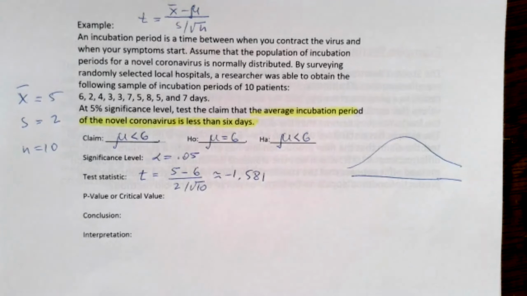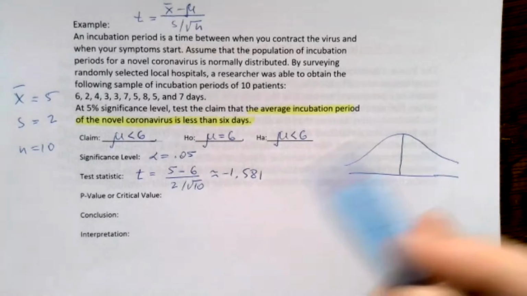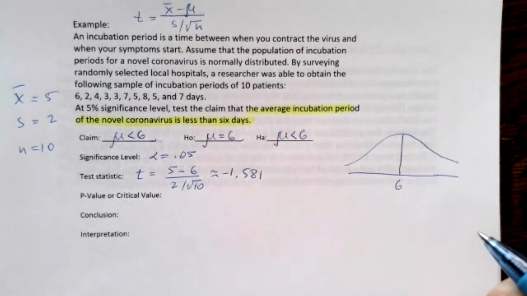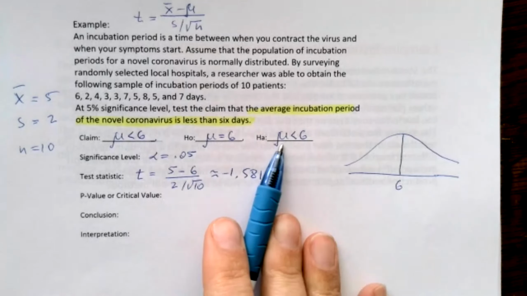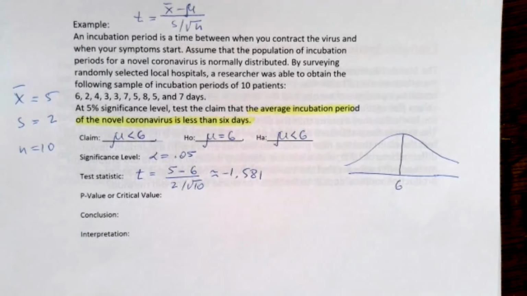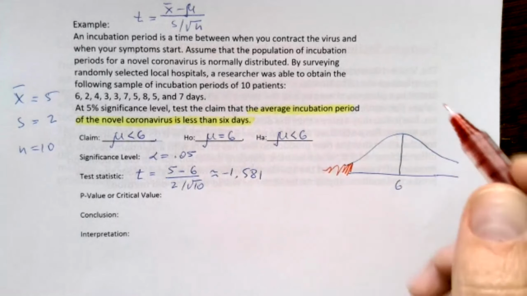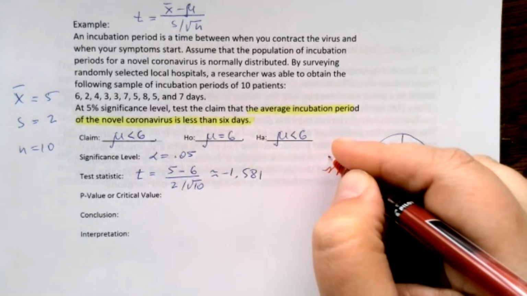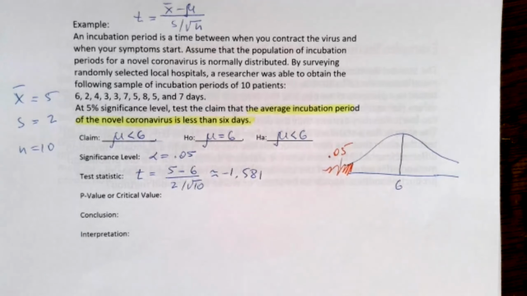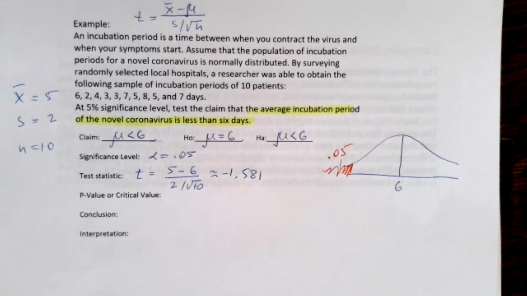Before we get there, though, I want to draw a picture that represents our situation. We are assuming that the mean is 6, so we have 6 in the middle, and we're trying to prove that mu is less than 6. So this is going to be a left tail test, and my alpha is 0.05. So this region on the left side is equal to alpha, which is 0.05.